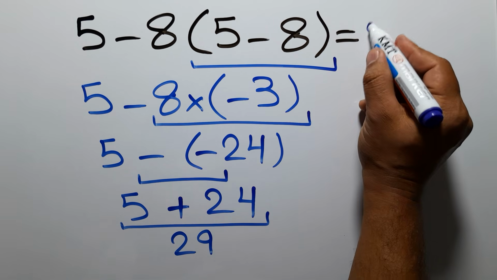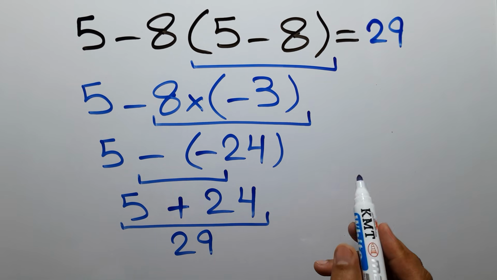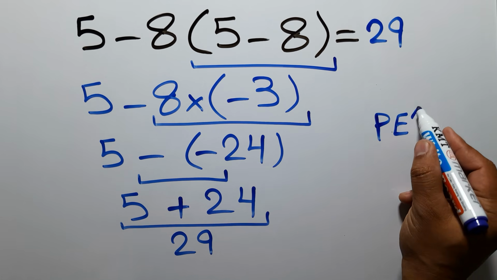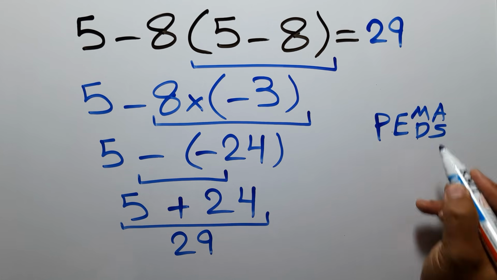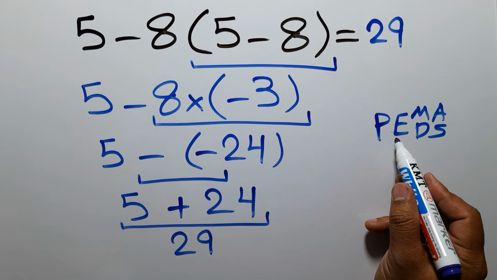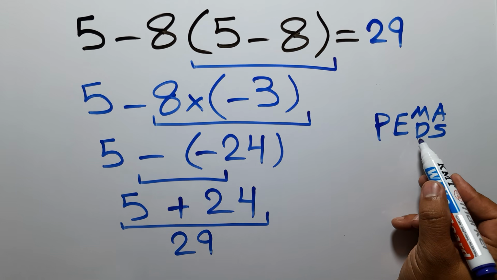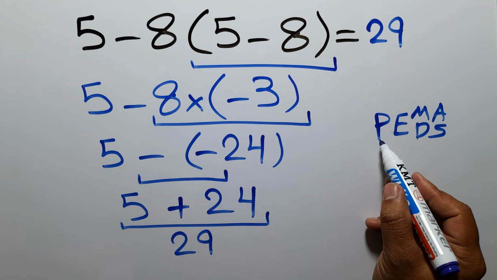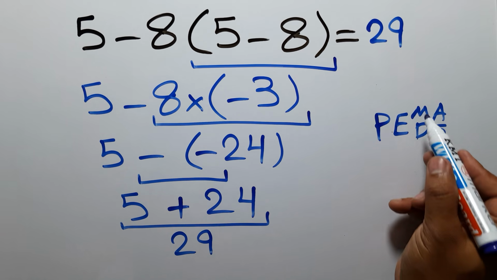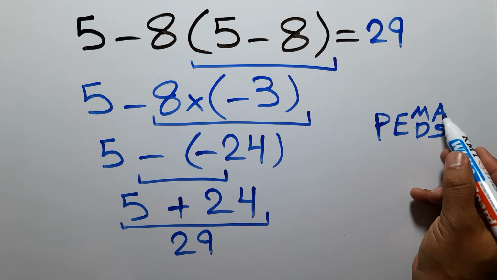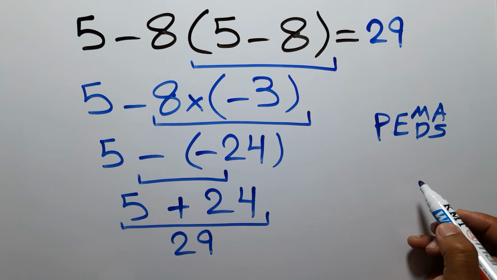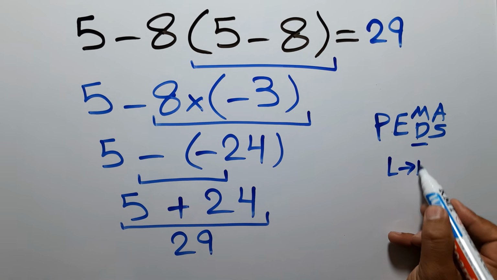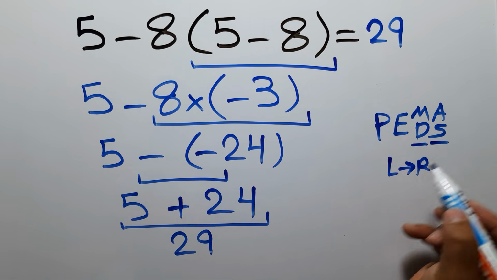And this answer is correct because according to the order of operations, which is PEMDAS, P stands for parentheses, E stands for exponent, M and D stand for multiplication and division, and A and S stand for addition and subtraction. First, we have to do parentheses, then exponent, then multiplication or division, and finally addition or subtraction. Remember that multiplication and division have equal priority and we have to work from left to right. And the same applies to addition and subtraction.